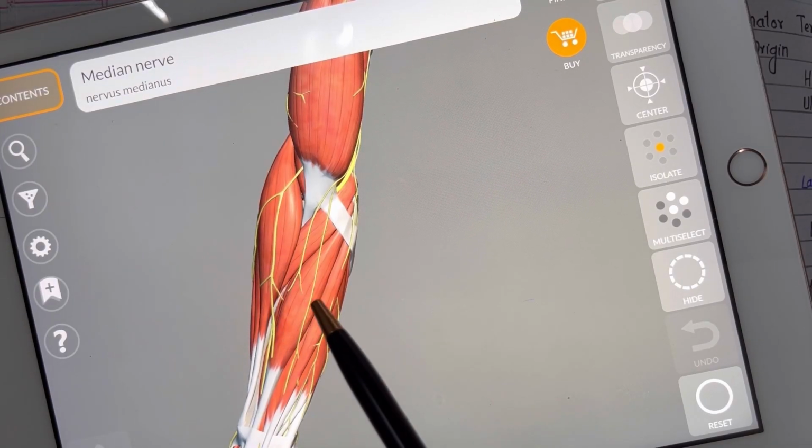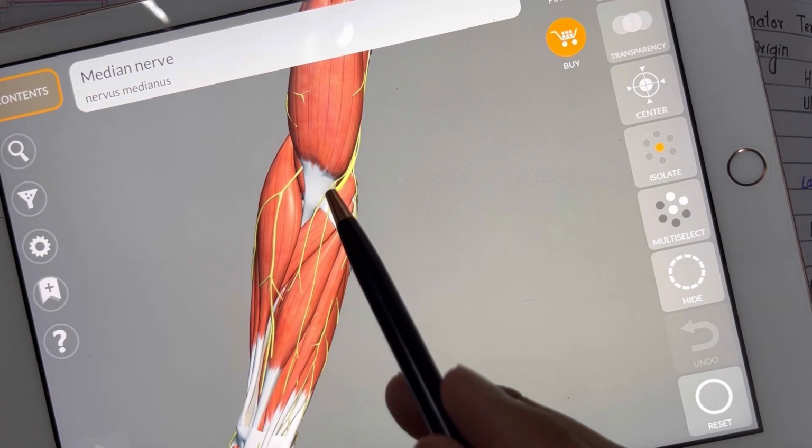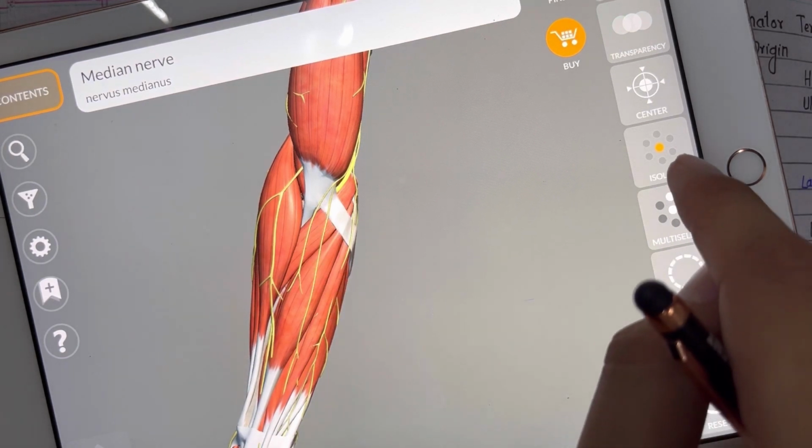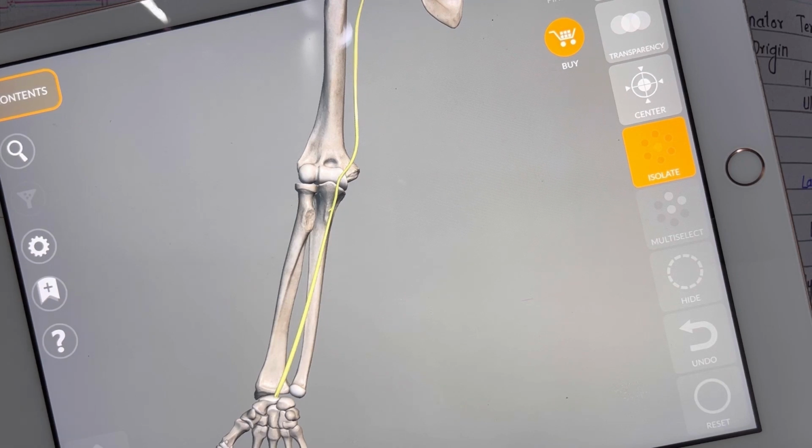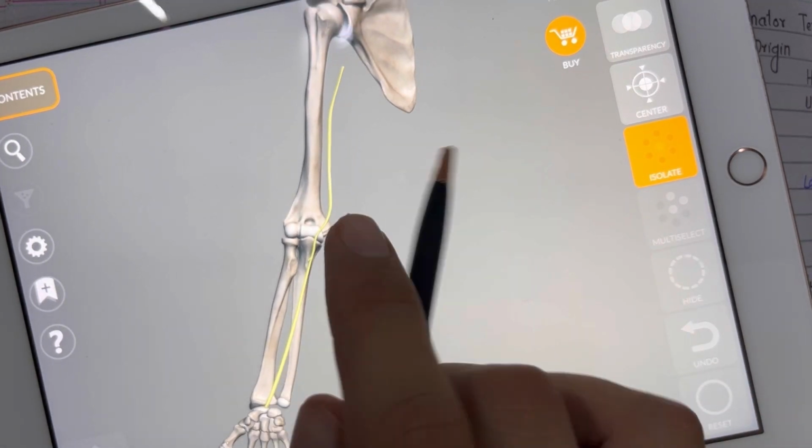Now moving toward the innervation of the palmaris longus muscle. This muscle is innervated by the median nerve. This is the median nerve. The median nerve originates from the medial and the lateral cord of the brachial plexus.